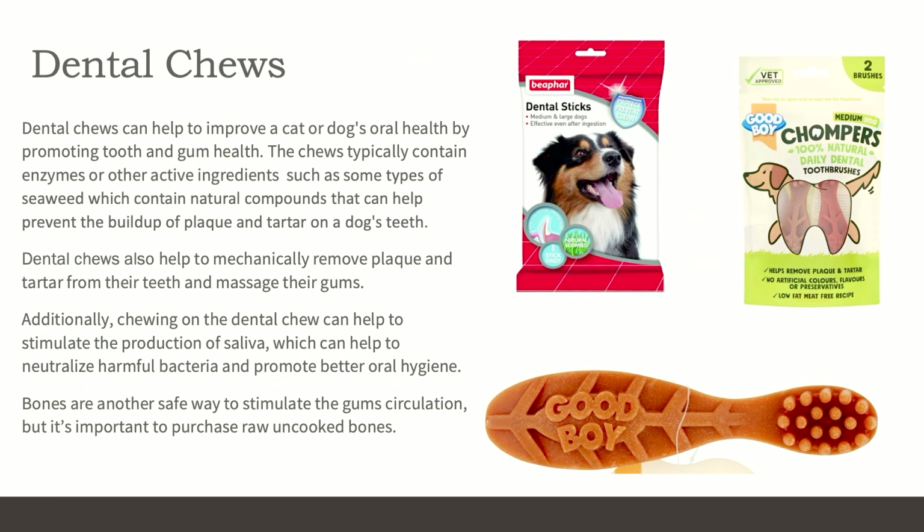There are also dental chews, which can help to improve their oral health by promoting tooth and gum health. The chews typically contain enzymes as well, or other active ingredients such as some types of seaweed, which contain natural compounds that can help prevent the buildup of plaque or tartar on their teeth. Dental chews also help to mechanically remove plaque and tartar from the teeth and massage the gums. Additionally, chewing on the dental chew can help to stimulate the production of saliva, which can help to neutralize harmful bacteria and promote better oral hygiene.